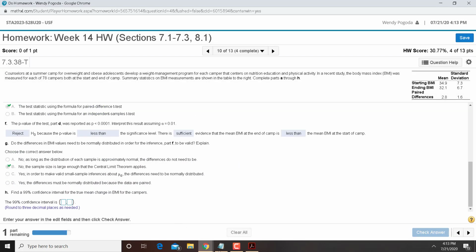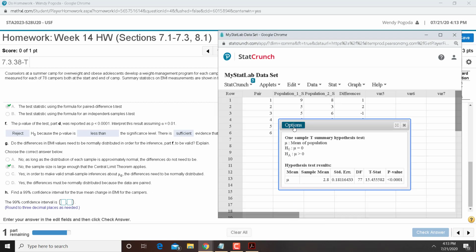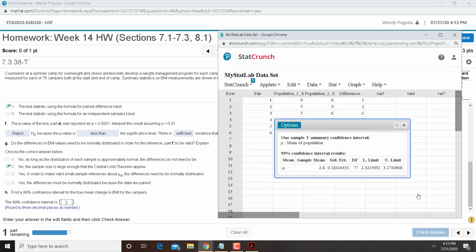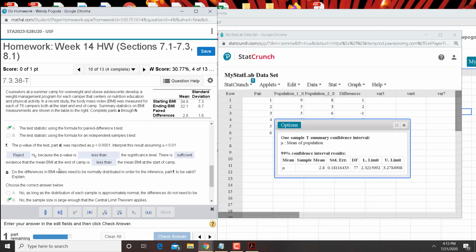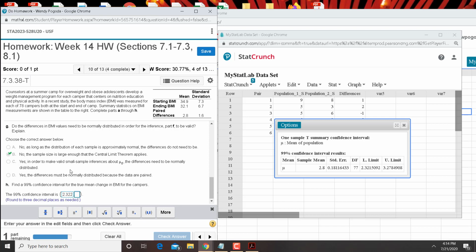And then for the confidence interval, let's just go back to that real quick. Remember, we can switch to a confidence interval just by going to our results, going to edit, selecting the confidence interval option, and changing it to 0.99. Okay, and so this is our confidence interval. It says to round to 3 decimal places, so 2.322 to 3.278.